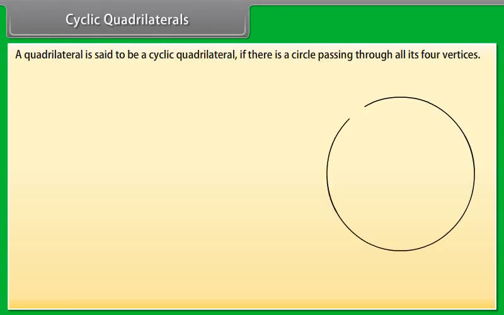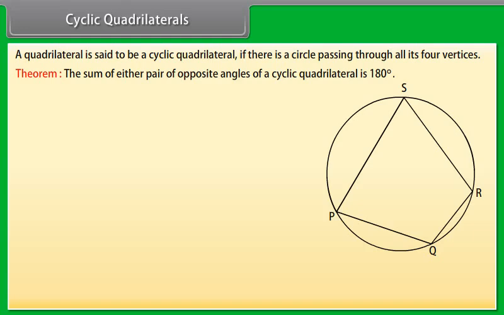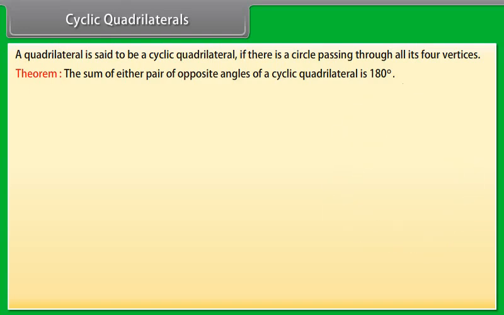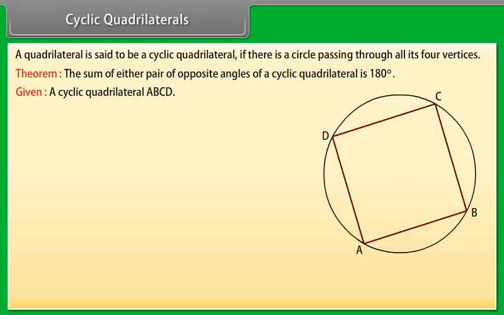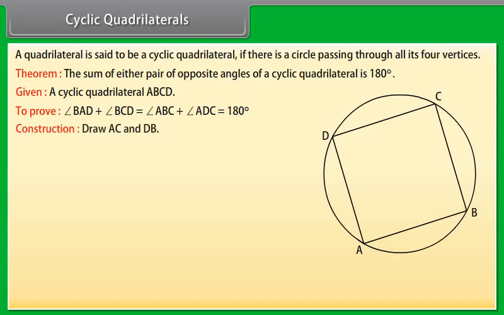Cyclic quadrilaterals. A quadrilateral is said to be a cyclic quadrilateral if there is a circle passing through all its four vertices. In the figure, PQRS is a cyclic quadrilateral. Theorem. The sum of either pair of opposite angles of a cyclic quadrilateral is 180 degrees. Given, a cyclic quadrilateral ABCD. To prove, angle BAD plus angle BCD is equal to angle ABC plus angle ADC, which equals 180 degrees. Construction. Draw AC and DB.